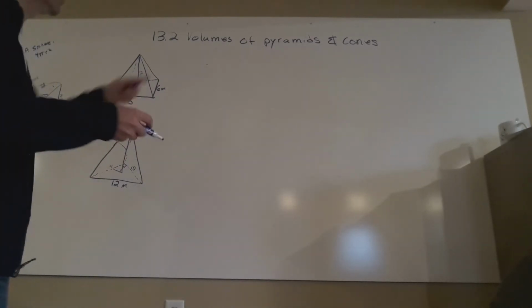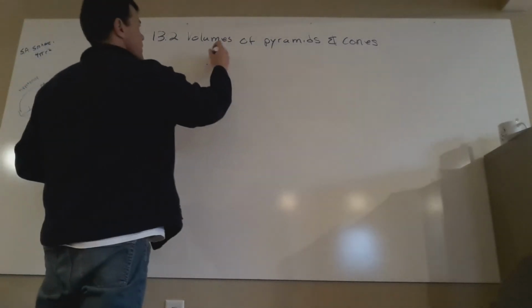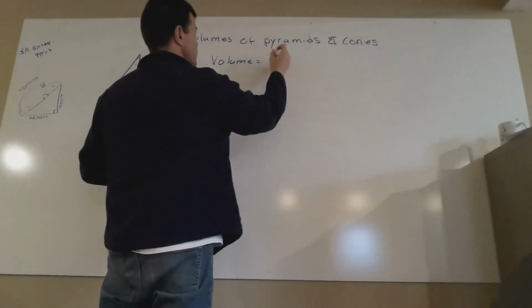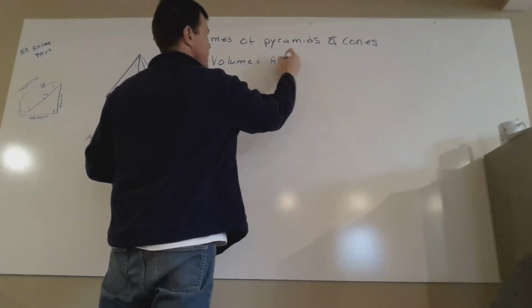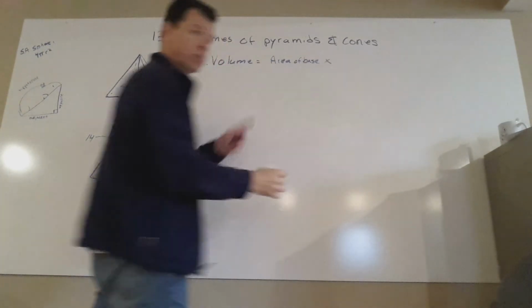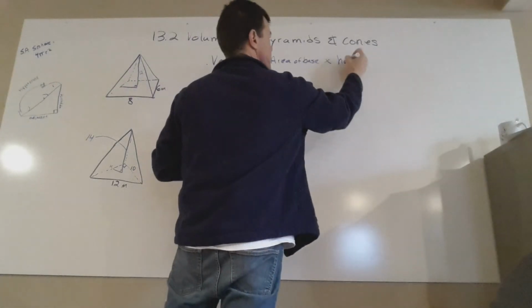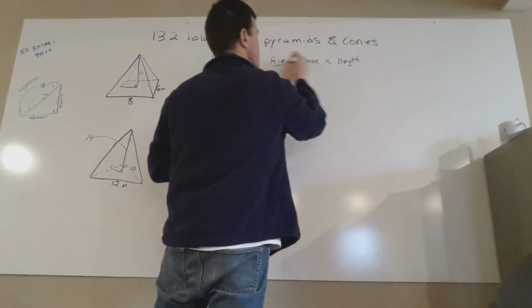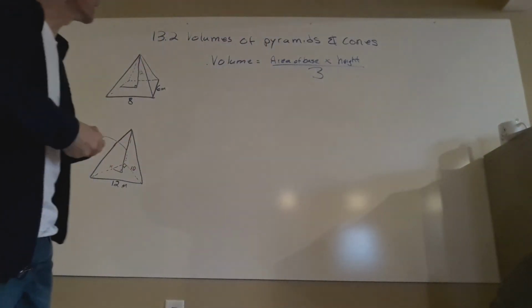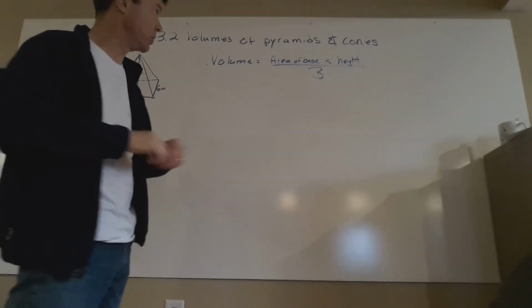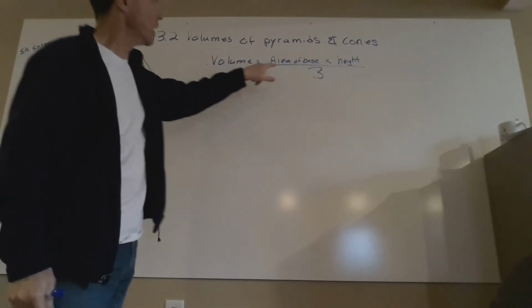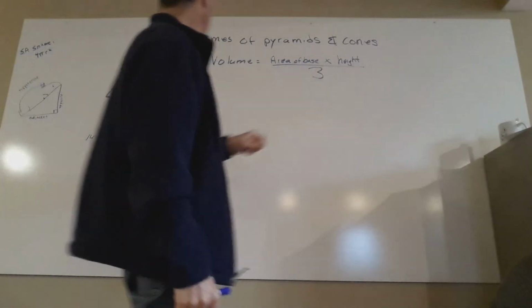So the formula for pyramids and cones: volume equals area of the base times the height divided by 3. Wish I could see you in person because I actually have an experiment to show you why we ended up dividing these by 3. Anyway, volume for pyramids and cones: area of the base times the height divided by 3.